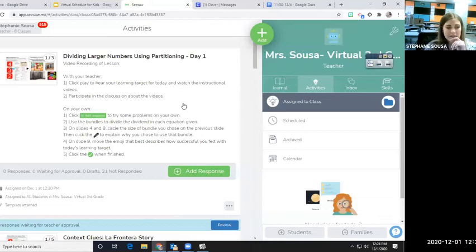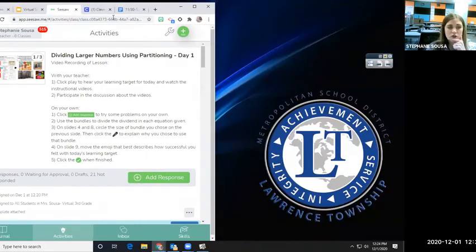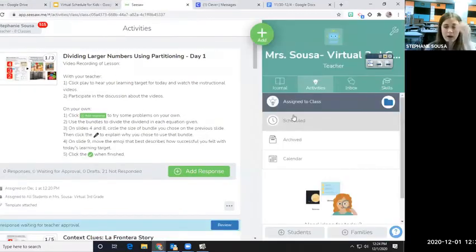Okay. So on your activities inside of Seesaw, you have dividing larger numbers using partitioning day 1. Go ahead and open that up inside of Seesaw now. And again, you'll want to make your screen smaller and put Zoom next to your screen. That way you can see my work and your work at the same time. I'm going to leave my work larger so that it's easier for you to see. And we're going to click on that add response.